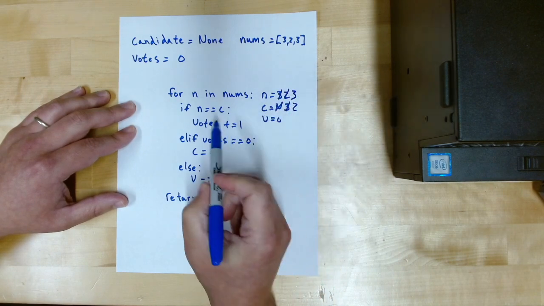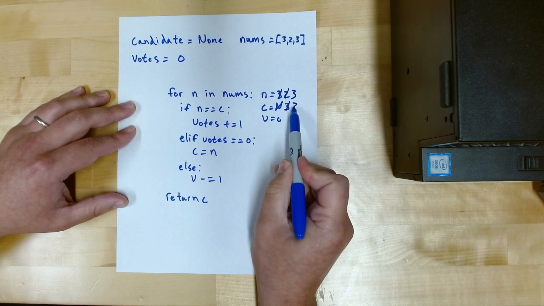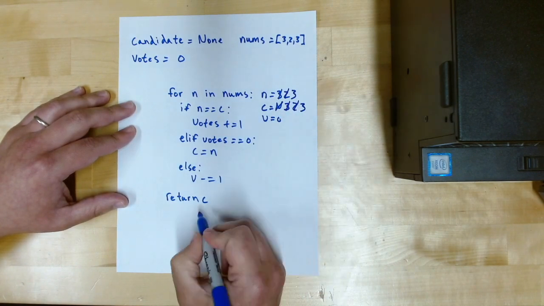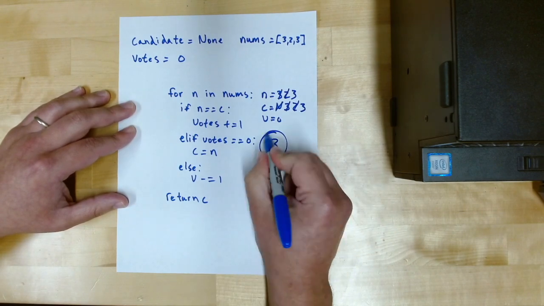Now we're on 3 again. If n equals c, does it? No. Does vote equal 0? Yes. So the candidate becomes 3, and we return c. The majority element is 3.